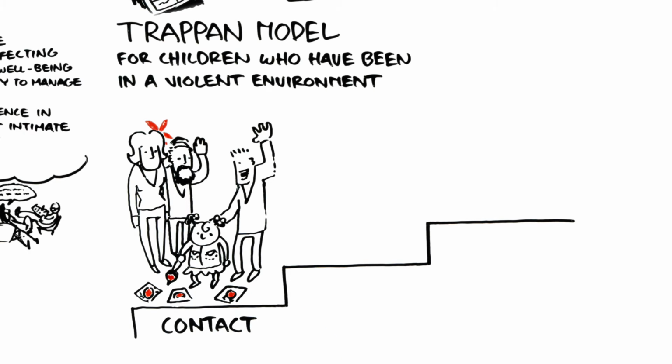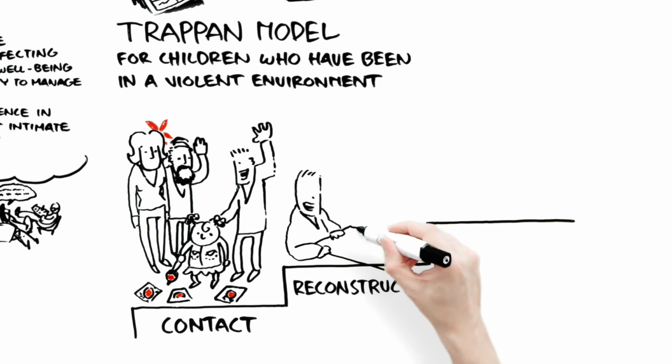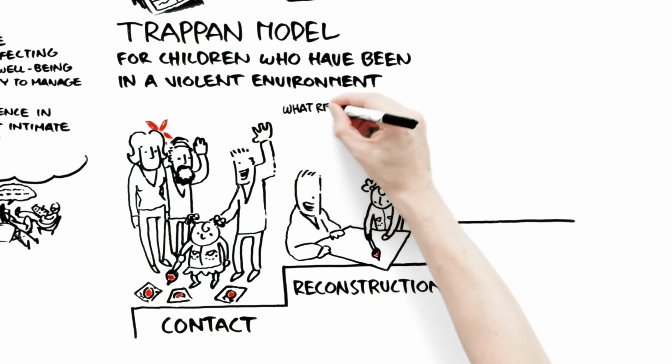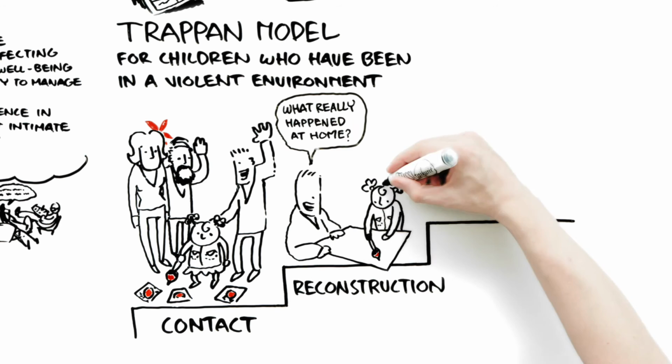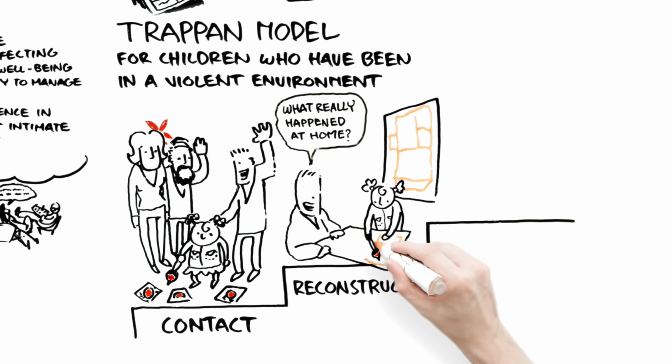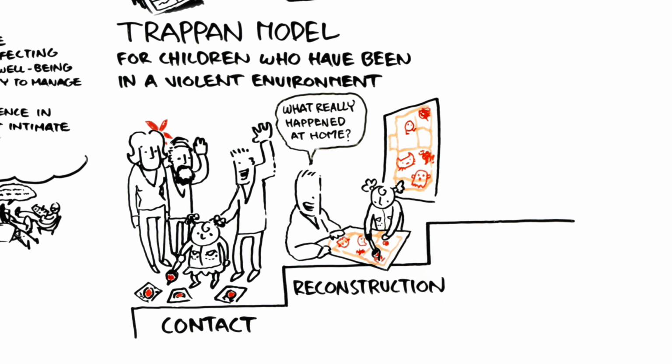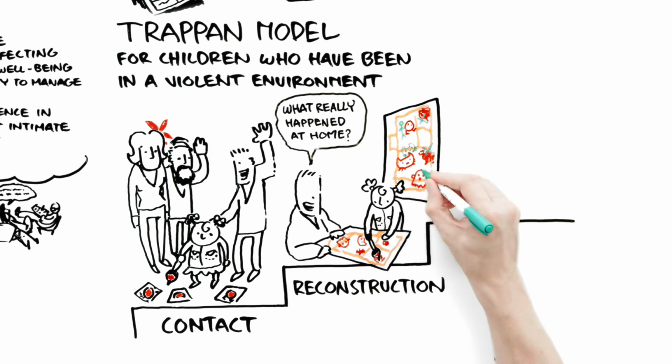The next step is reconstruction. The TRAPPAN employee explains to the child that the earlier stories were made up, but this time they will talk about what really happened at home. They draw a map of the room where the violence took place. The employee goes through the events with the child and puts the information received from the child on the map.